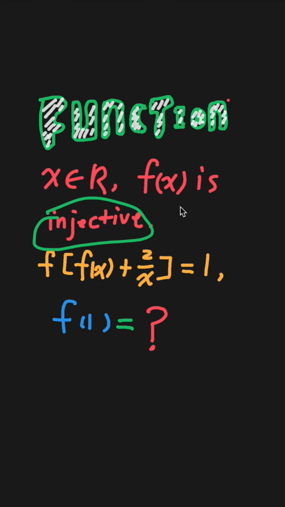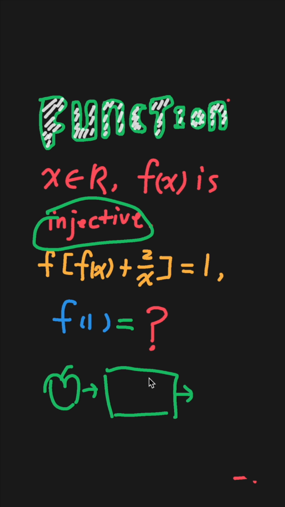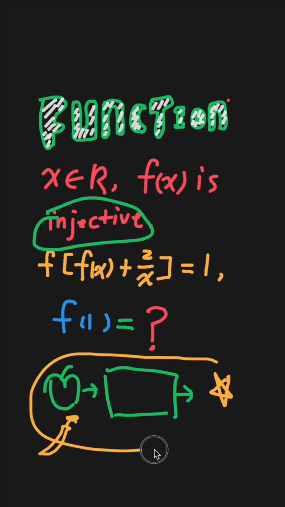Alright, so basically we talked about a function as a machine, right? So if you throw an apple into the machine, the machine is going to turn your apple into something, let's say probably like a yellow star. What if we toss a banana into the machine and the machine also turns the banana into a yellow star? Then this kind of function is not injective.